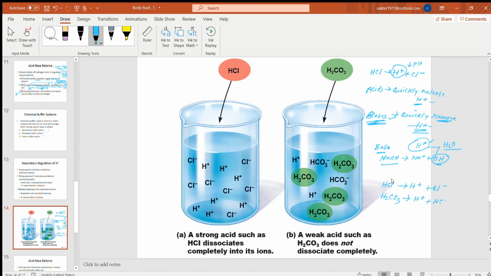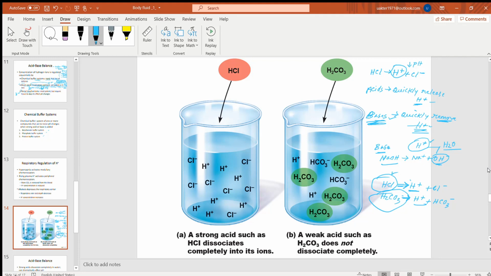However, if I tell you that this HCl releases more hydrogen ion than carbonic acid, although both quickly release, this one is faster than this one. This is the stronger acid, this is the weaker acid. So how much hydrogen ion is quickly released by that acid, that determines the strength of the acid. The one that produces more is the stronger acid. The one that produces less is the weaker acid.